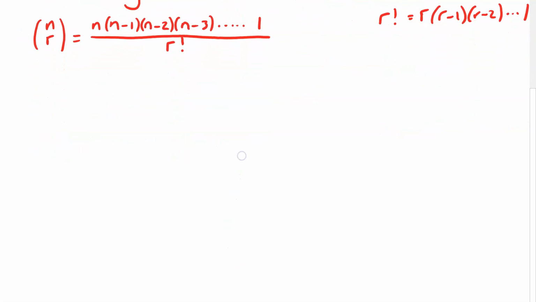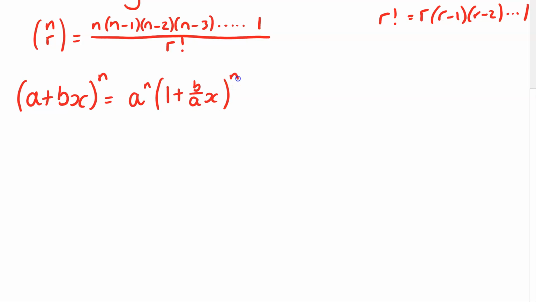So the formula now becomes, for the new expansion, so we've got a plus bx to the n. Oh, another thing is it only works if a is actually 1. So the first thing you're going to have to do is take out a factor of a to the n, which means you're going to get 1 plus b over a x to the n. Okay. So your formula now becomes, so the a to the n stays on the outside. The rest of it I will just do as the normal part of the formula.